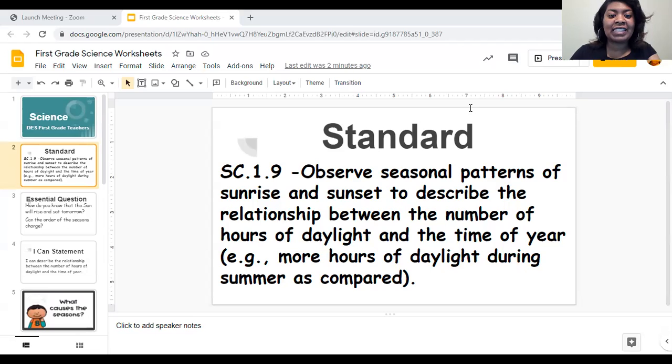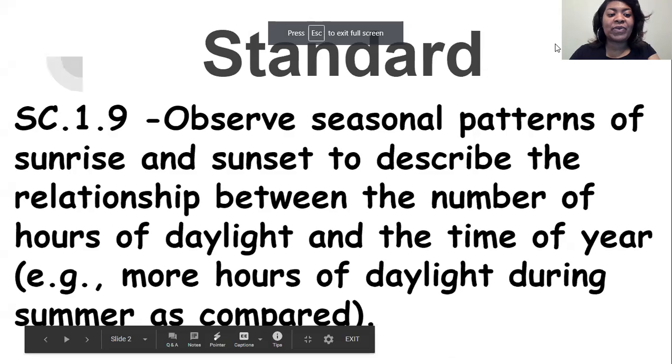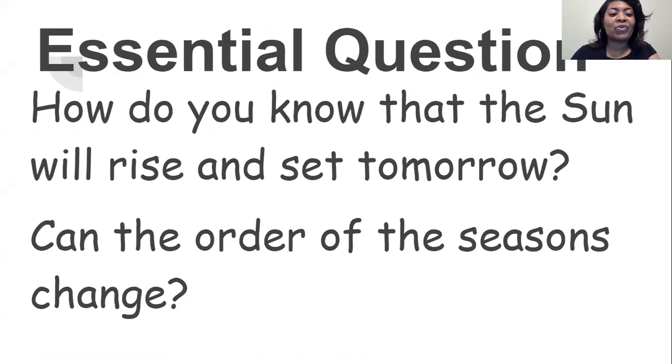Our standard is SC 1.9, observe seasonal patterns of sunrise and sunset to describe the relationship between the number of hours of daylight and the time of year. Our essential questions are, how do you know that the sun will rise and set tomorrow? Can the order of the seasons change?